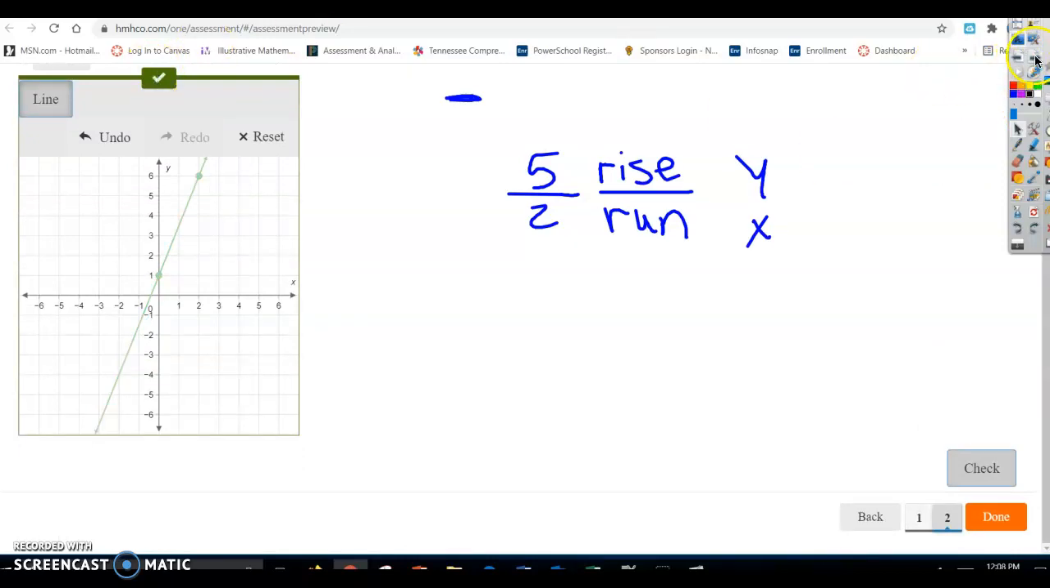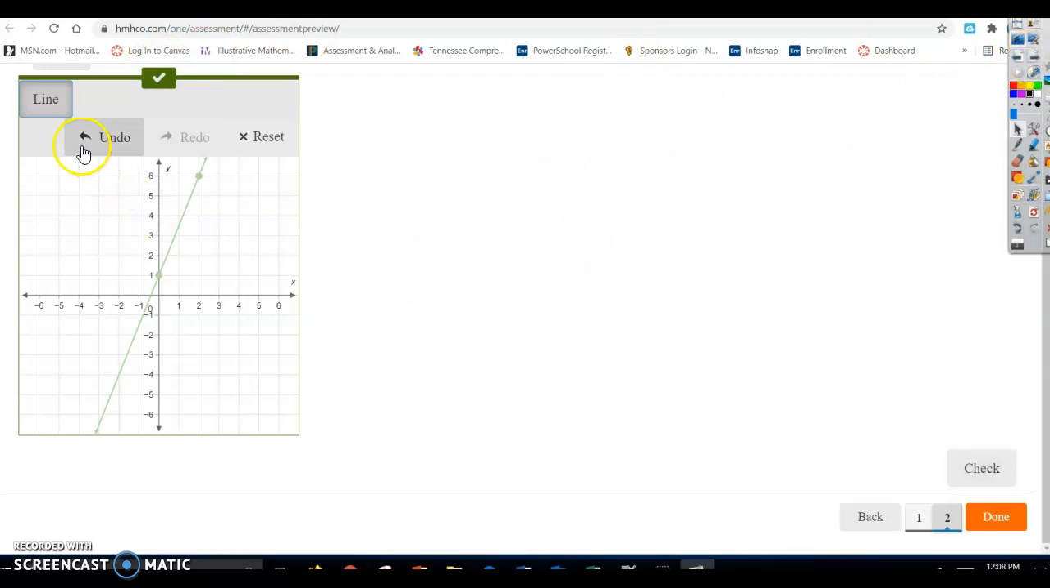So that's a couple examples using a slope and a point to graph an equation, and then the first one was just using 2 points to find the slope or the rate of change. If you have any questions, please let me know.